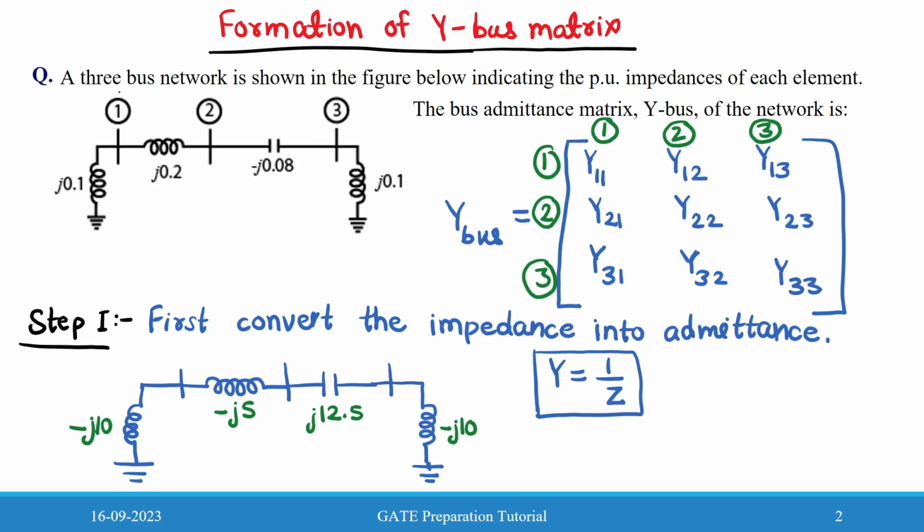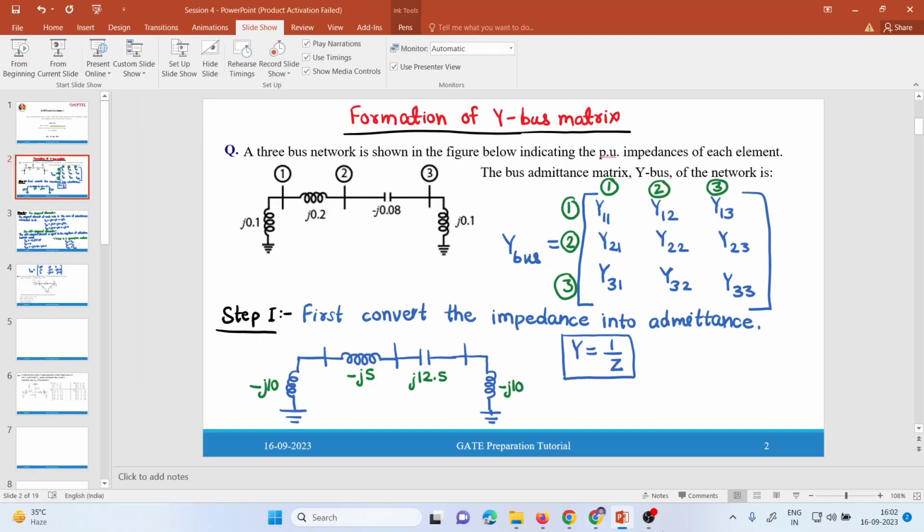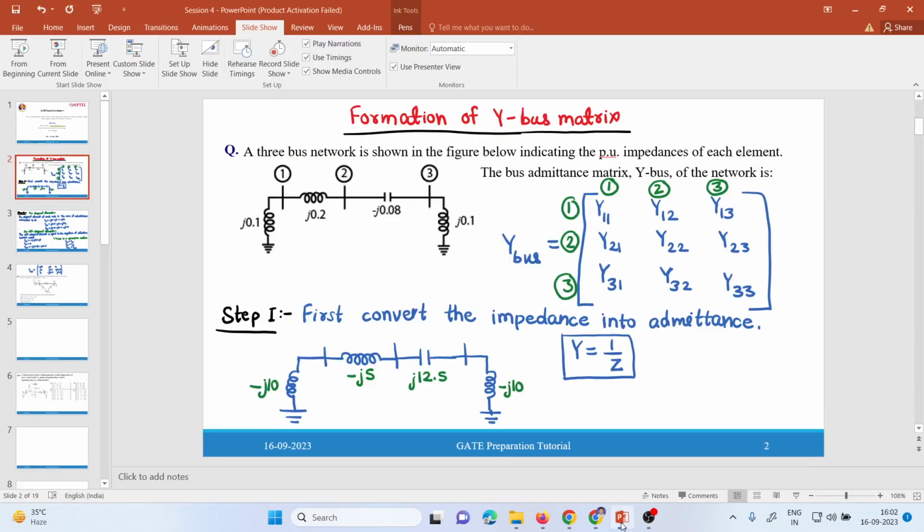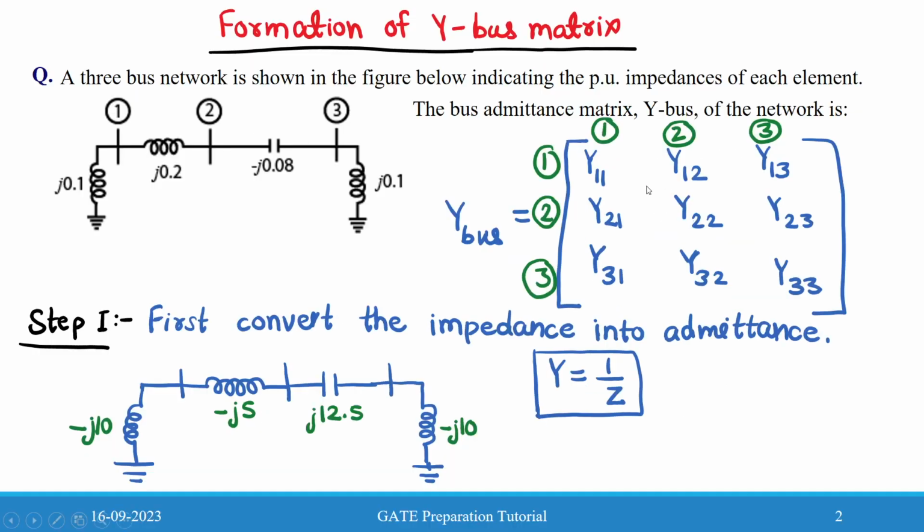In this problem, we are given a three-bus network, as shown in the figure below, indicating the per unit impedance of each element. The Y-bus admittance matrix of the network is... So this is the three-bus network given below. Now we know that if we have a three-bus system, then the order of the Y-bus matrix will be 3 cross 3.